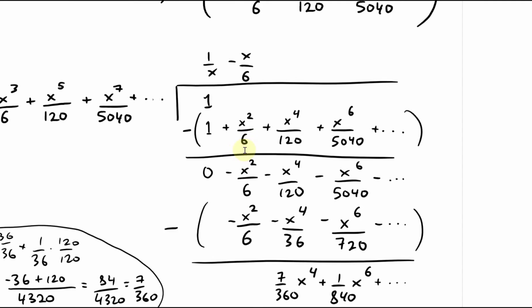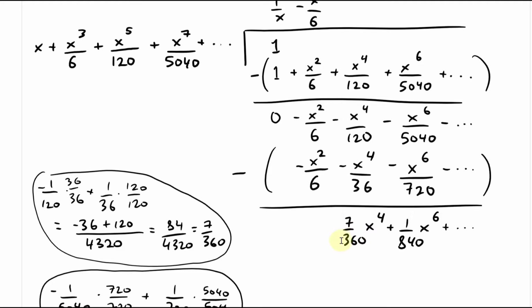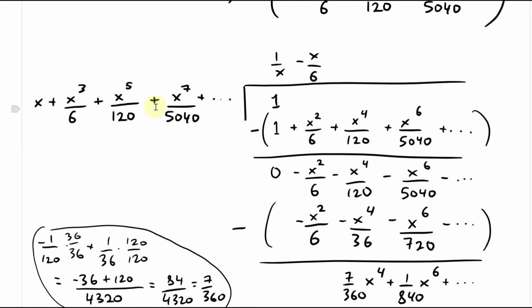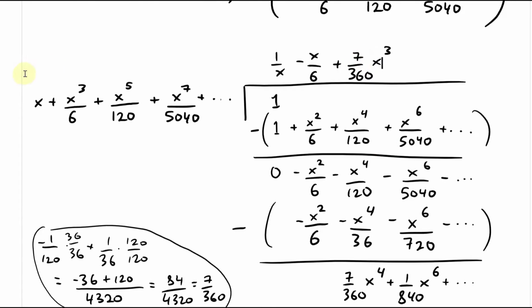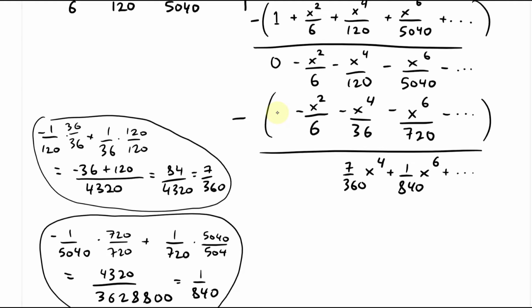Now the next one: we have to match up the 7 over 360 times x to the 4. This is just going to be the x, so that's just going to be x to the 3. So we multiply it by 7 over 360 times x to the 3. That's the only thing that changes: x to the 3 becomes x to the 4 there, and the 7 over 360 fraction is still there. So multiplying this gives plus 7 over 360, x to the 4, like that.